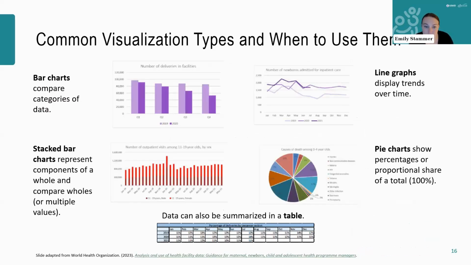So this slide shows a number of different visualizations that are possible and that are covered in the WHO guidance. With bar charts, you can compare categories of data. Stacked bar charts allow you to represent components of a whole and compare wholes or multiple values. Line graphs allow you to display trends over time, and pie charts can show you percentages or proportional shares of a total that equal 100%. And then there are tables, which are useful for summarizing data, usually as absolute numbers or as percentages.